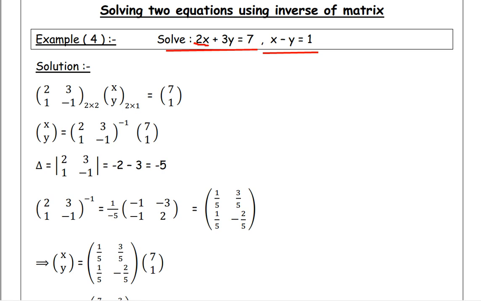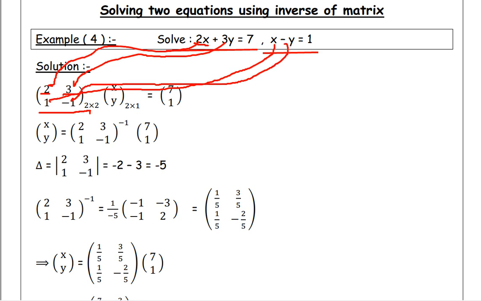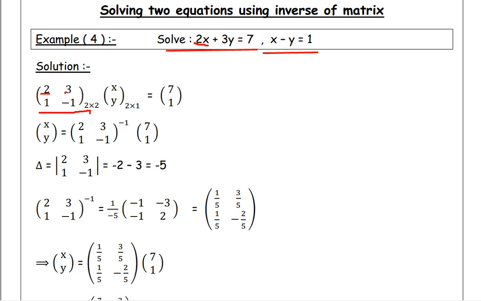So we will form a matrix: 2 and 3. So this 2 is this one, and this 3 is this one. Okay, and the second equation here, x minus y equals 1, we will take this x coefficient and put it here, and negative y means negative 1y. Okay, so we will take negative 1 and put it here. Okay, so 2, 3, 1 and negative 1. This matrix is of order 2 by 2.